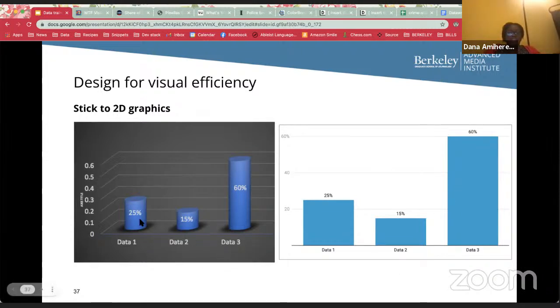And if you look carefully, it seems like 15 and 25% are a little bit more distorted here than they are here. Here, they're in more proximity like they should be, since they're only 10% apart. Here, it looks like they're much further apart because you've got this whole block thing going on in this plane. So very important to stick to two dimensions. In 10 years of doing this, I haven't found yet a reason to make a three-dimensional graphic.